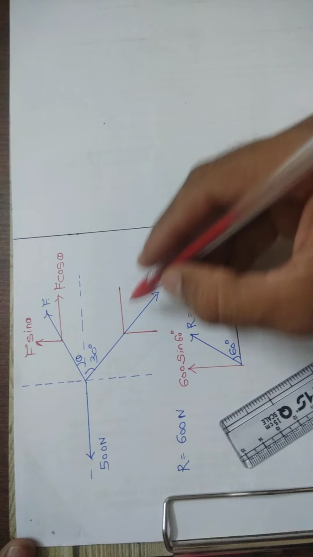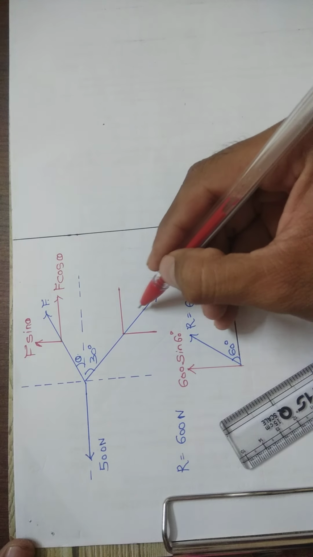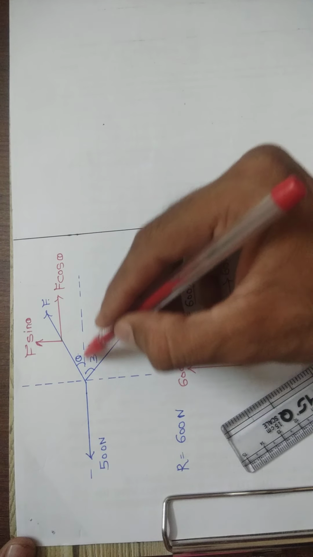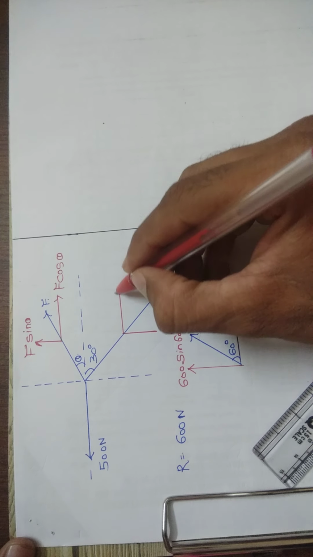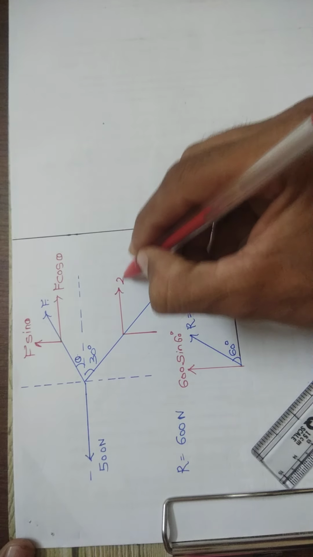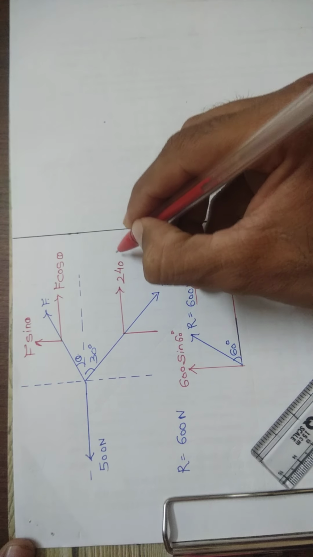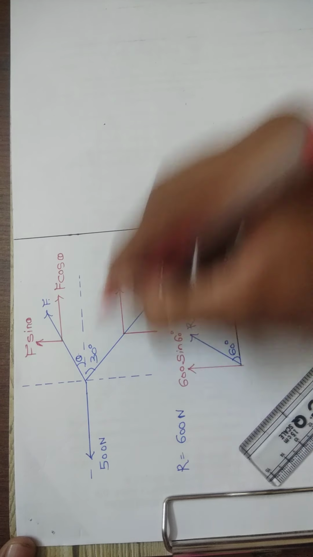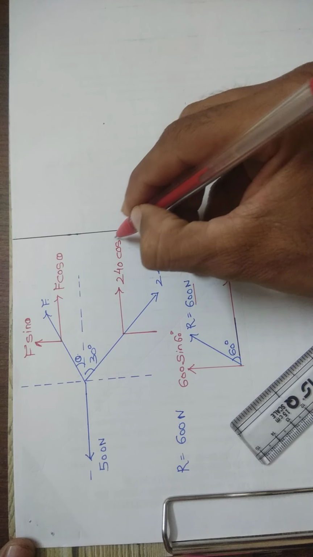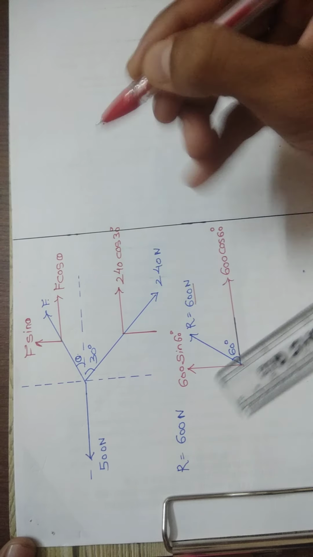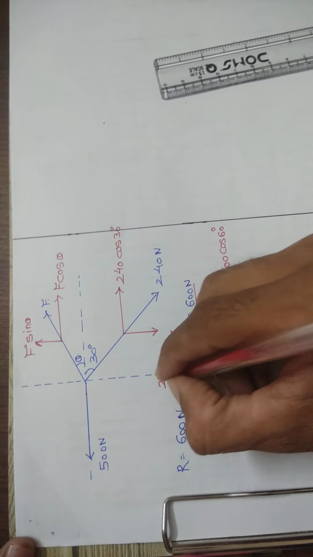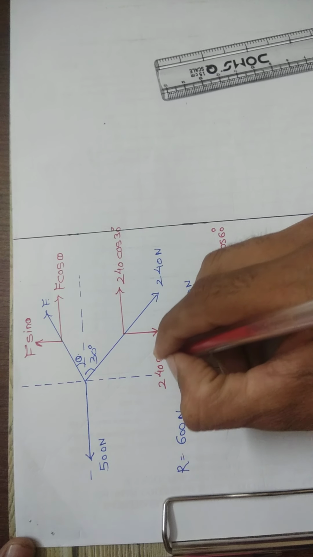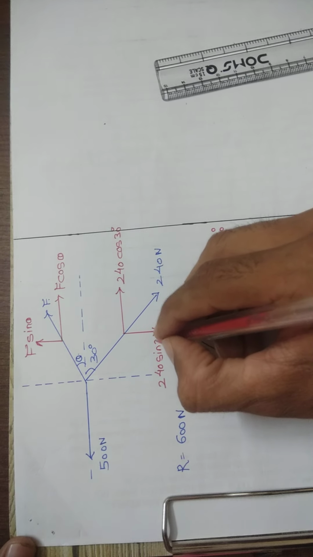Next is the 500 Newton. We cannot resolve this 500 Newton because it is directly acting along the axis. Next is this inclined force, that is 240. It is downward, in the fourth quadrant, so we will resolve it. This will be its X component and this will be its Y component. The X component is on the right side, so this will be 240 cos 30 degrees, because it is making an angle with the horizontal. And the Y component will be 240 sin 30 degrees.